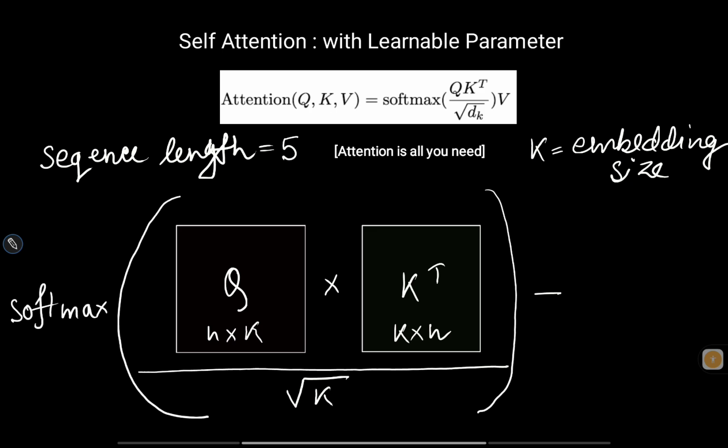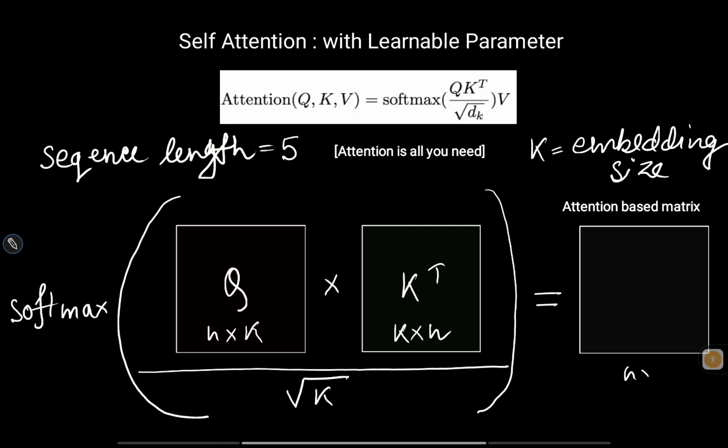Then we do a softmax on top of this whole operation, and we get an output. This output is nothing but the attention matrix, and its shape is n cross n. This is what we call the attention matrix, where each token has an attention score associated with the other tokens present in the input sequence. N is nothing but the sequence length.